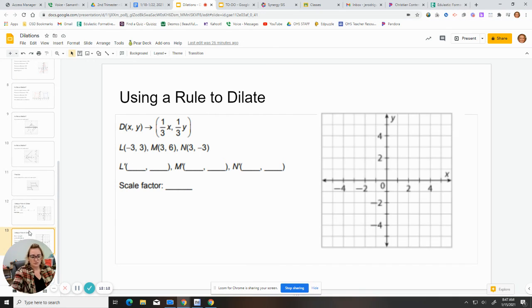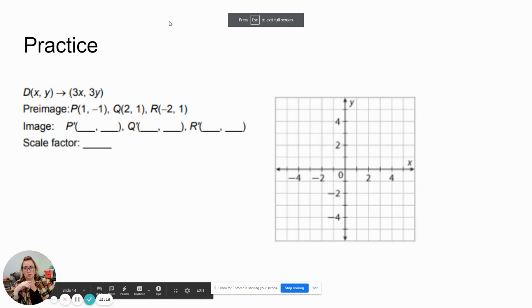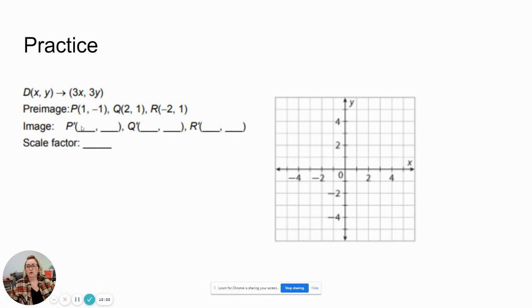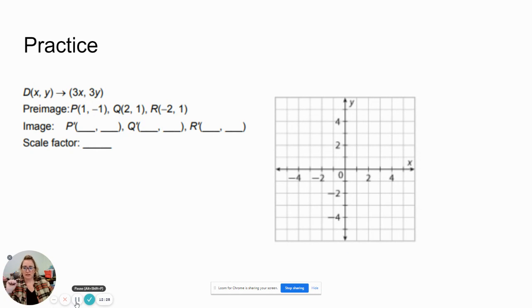Okay, so you guys are going to try this next one on your own. You're going to use this rule right here for dilation and be able to come up with your new points. So that is pretty much it for dilations. You guys do have a 2-question exit ticket that you're going to work on, but hopefully this was good review for you from before break, and this is a super easy concept, and you're going to cruise through it.